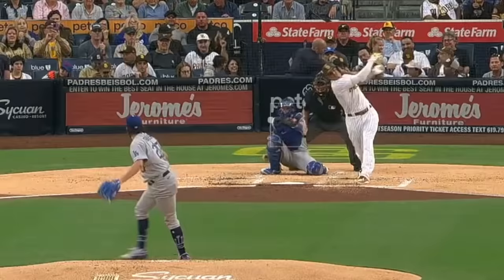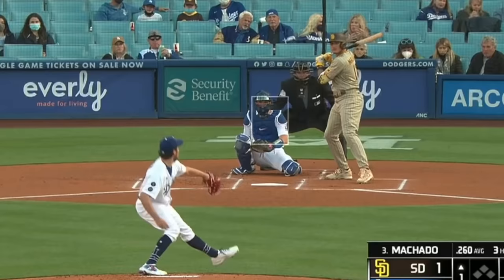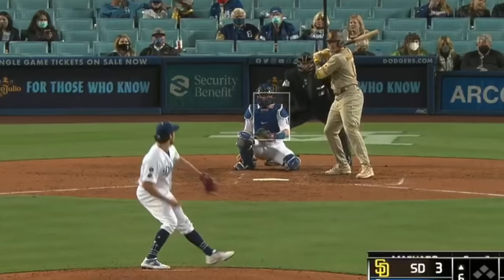Waved at that pitch. Swing and a miss. Swing and a miss. Swing and a miss. Swing and a miss. Says Machado, the swing and a miss. Swing and a miss. Ooh, that slider is looking awfully nice indeed.